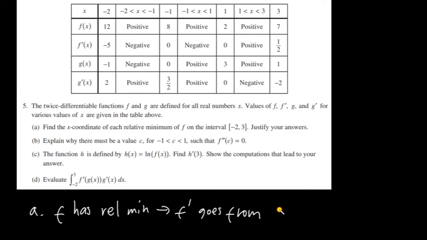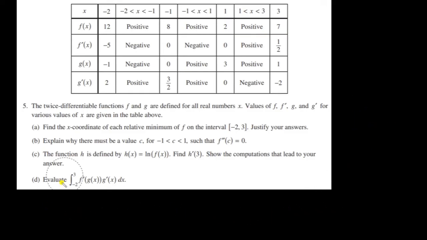Part B asks us, explain why there must be a value c, where c is between negative 1 and 1, such that f double prime of c equals 0. So this is clearly a mean value theorem question, right? Where they're asking us for the average rate of change of f prime. Because remember, f double prime is nothing but the derivative of f prime, right?